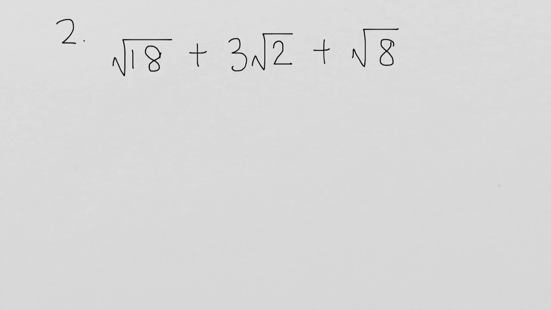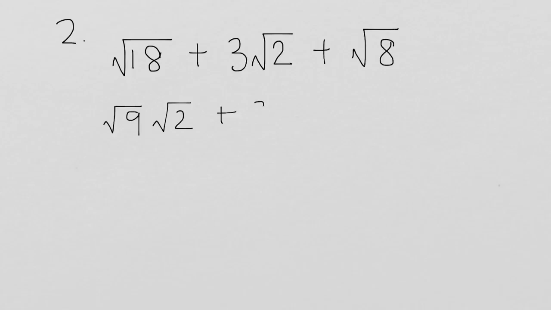Question 2 is surds. You're asked to fully simplify root 18 plus root 3 root 2 plus root 8. What you need to do here is think of factors of 18, first of all, that are square numbers. So, first set of factors that come to mind are 6 and 3. Neither of those are square numbers, so we know they're no good. The next obvious ones are 9 and 2. So 9 is a square number, so let's try that.